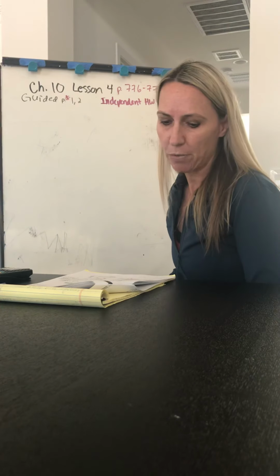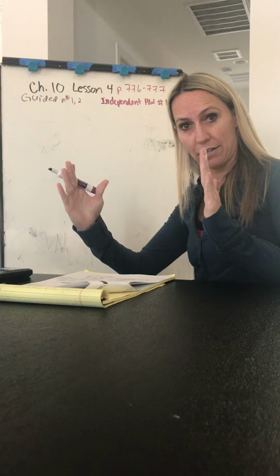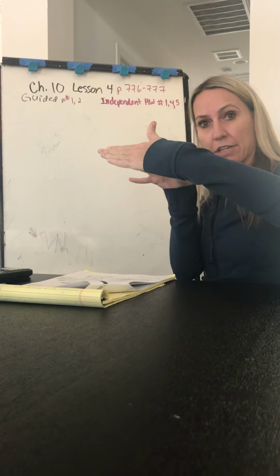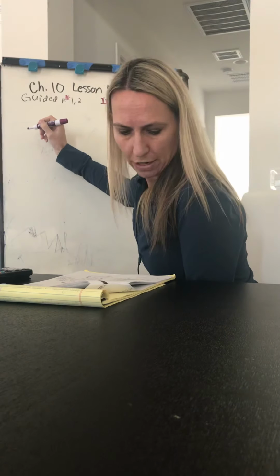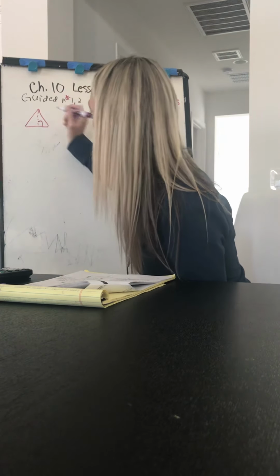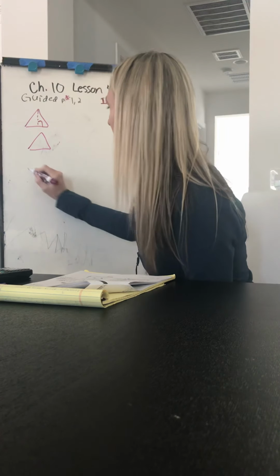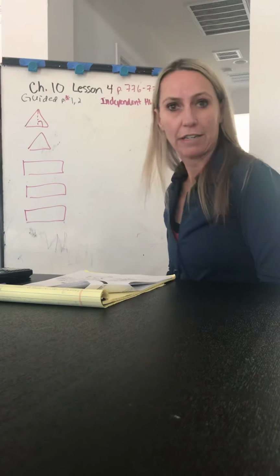So for number 1, again, for all triangular prisms, you have a triangle on each end, and then you have a rectangle, rectangle, and rectangle. This is what the triangle looks like. We're going to have 2 triangles, and then we're going to have rectangle, rectangle, rectangle.